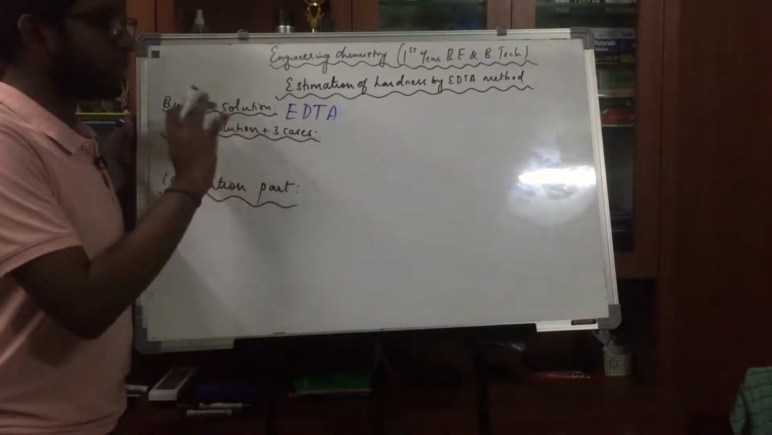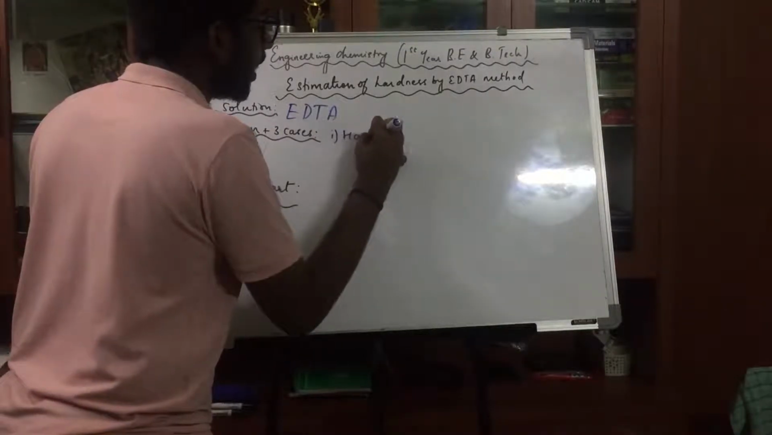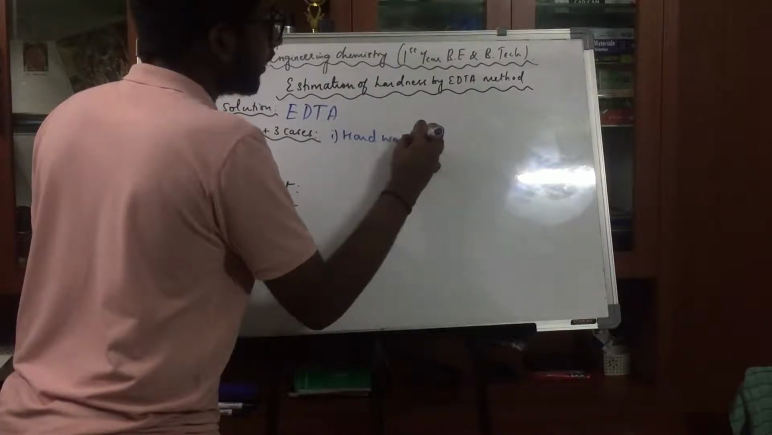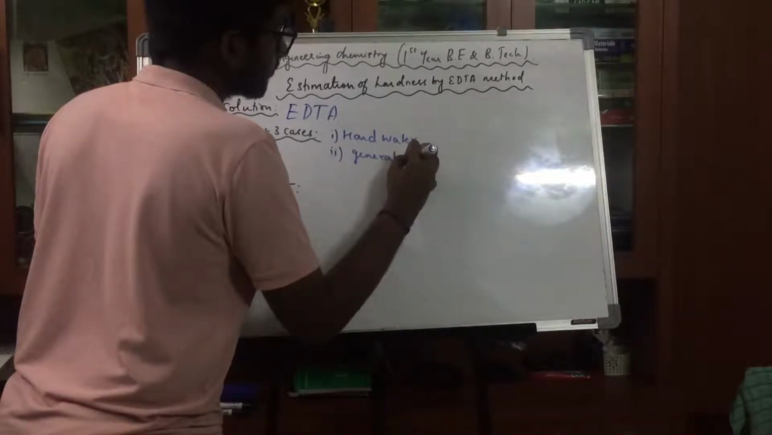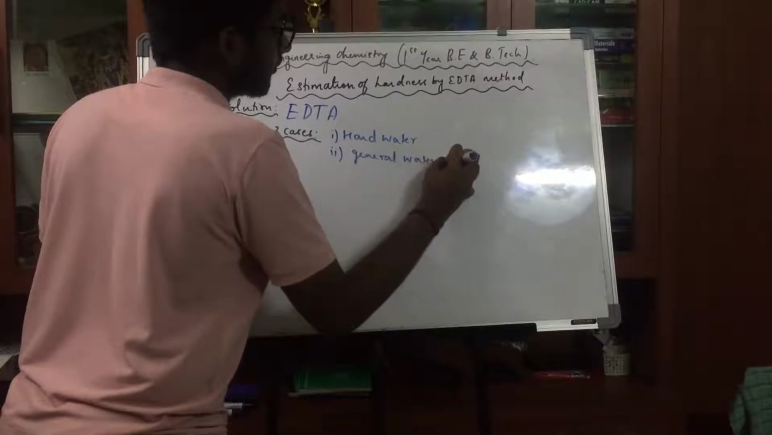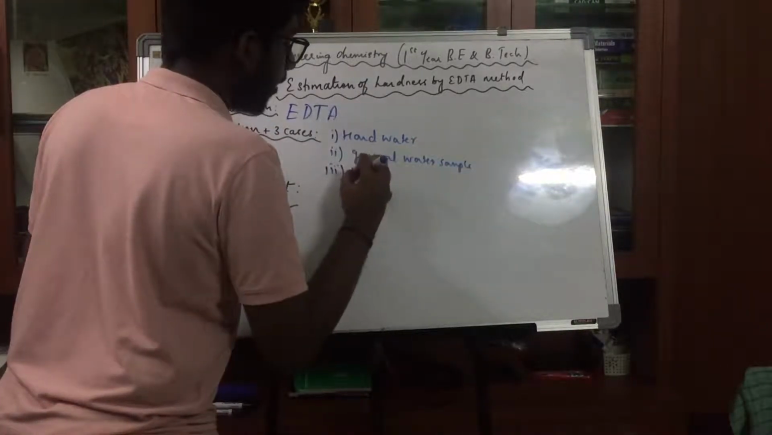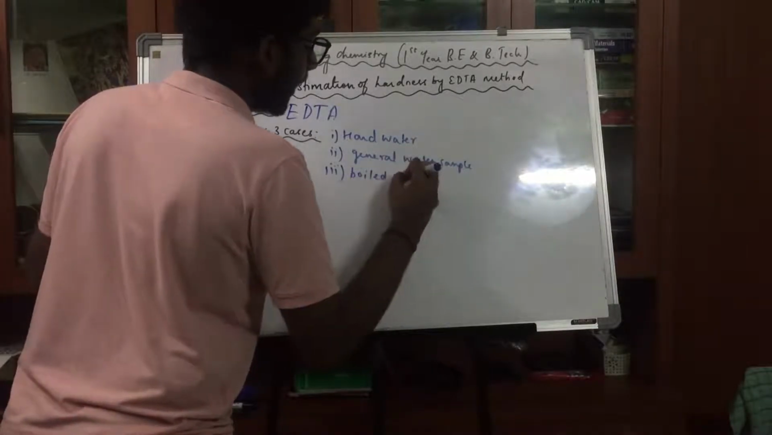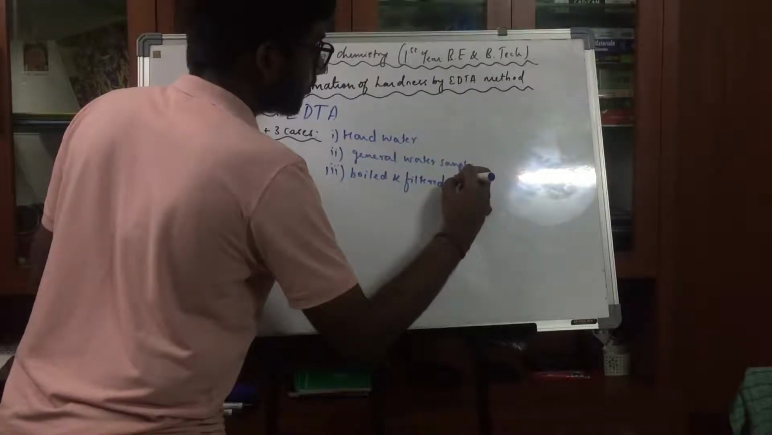For the burette solution you have EDTA. For the pipette solution, first you will have standard hard water, then the general water sample, and the third one is the boiled and filtered sample.